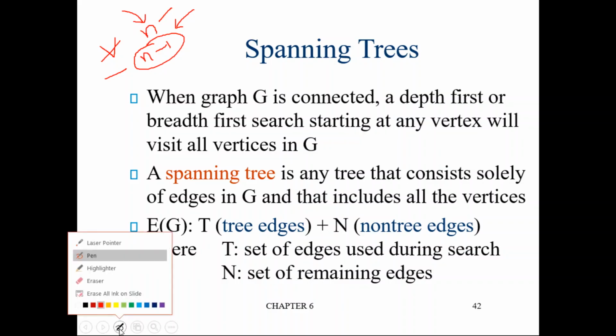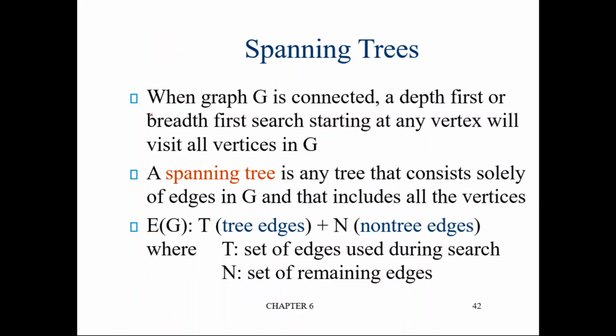So the point is, when you create a spanning tree for a given graph with n vertices, it will have n minus 1 edges. When you create a spanning tree, what happens? We include only some of the edges in the spanning tree. The graph can have any number of edges, but in the spanning tree we include only some of the edges. Some of the edges we will exclude from the spanning tree.